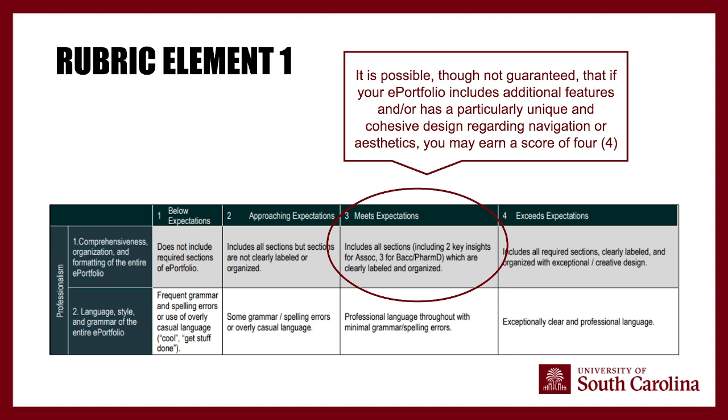Just a note about receiving a score of 4 for element 1, which states includes all required sections, clearly labeled and organized with exceptional and creative design. It is possible, though not guaranteed, that if your ePortfolio includes additional features or has a particularly unique and cohesive design with regard to the navigation, you may earn a score of 4.